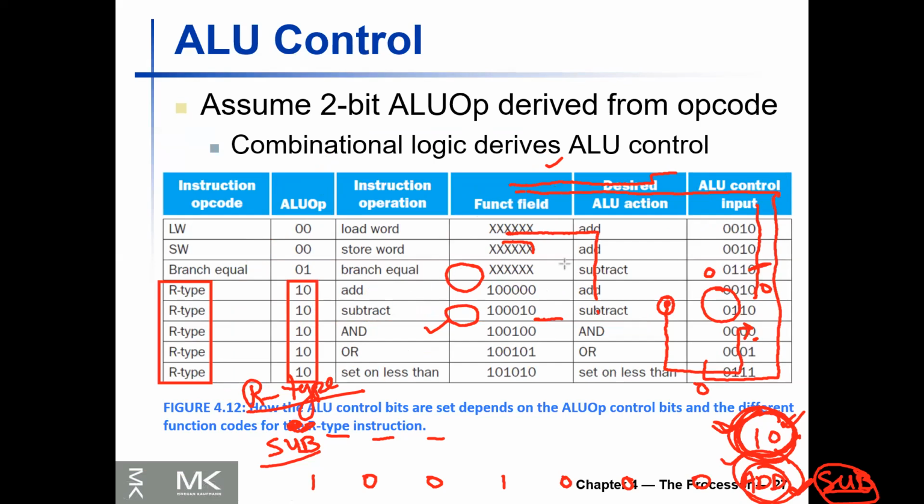But if you want to write the action, if addition, you will say add. If subtraction type instruction, you will say sub. If it is an AND instruction, you can write AND, or you can write OR. But it's easy if you also mention 1 0 for all R type instructions. Clear? Yes, it's clear. All right.